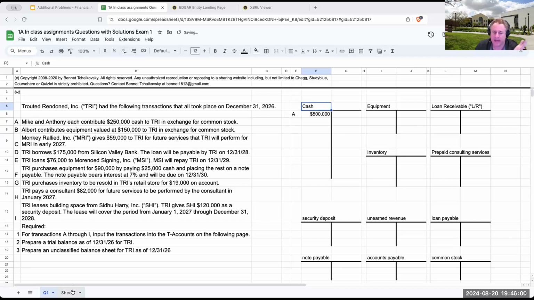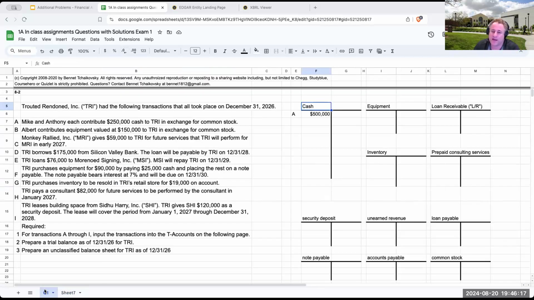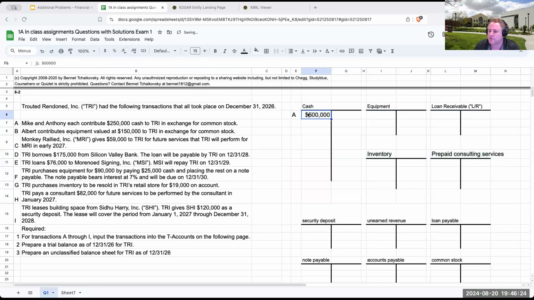Why am I debiting cash? Well, if I'm TRI and I'm receiving cash, I'm increasing my cash balance. Cash is an asset. It's giving us future economic benefit. I can spend it. I can go do other things with it. But it's going to have a debit balance. So we're going to show that increase to cash with a debit. Very important, right?